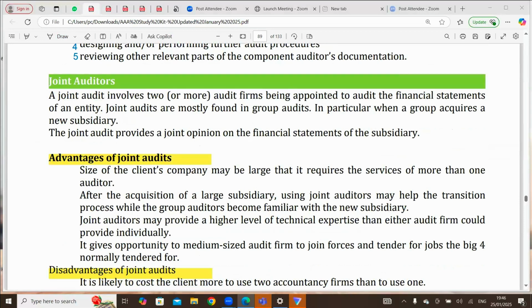A joint audit involves 2 or more audit firms being appointed to audit the financial statements of an entity. Joint audits are mostly found in group audits. In particular, when a group acquires a new subsidiary, the joint audit provides a joint opinion on the financial statements of the subsidiary.